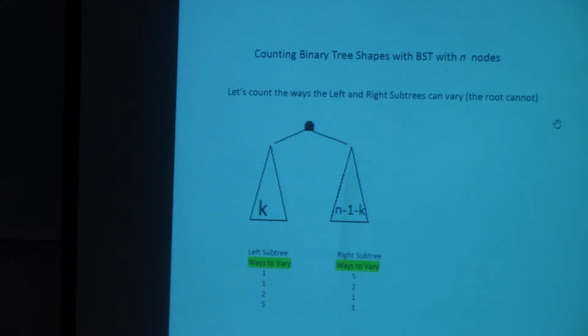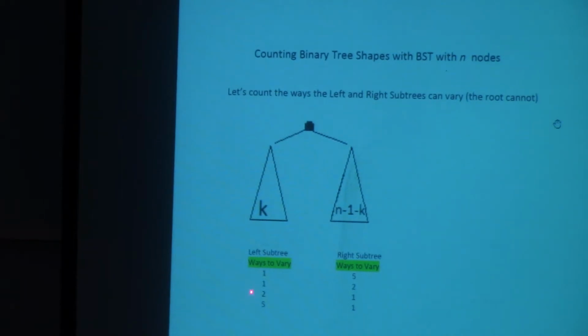But if you have 1 node on the left-hand side, k is equal to 1, well, you still only have one shape. The shape with 0 is an empty pointer here. The shape with 1 is a pointer to a single node. But if we have 2 nodes here, then those nodes can go left, left, they can go left, right. And that gives us 2 ways, which is also S sub 2. And finally, if I have 3 nodes, and they all are going to go to the left, then the ways those 3 nodes can vary is 5 different ways. And we got that by our analysis earlier, where we said S of 3 was equal to 5.